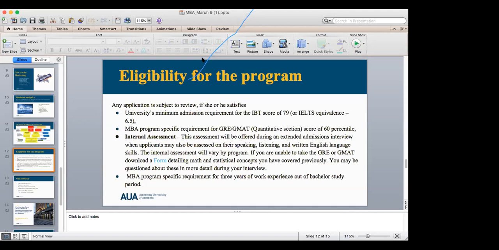Oftentimes, we receive inquiries from candidates saying, well, I was such a great student in my undergrad that I was also doing a part-time job. Can this be counted towards the requirement? Unfortunately, this is not what we're looking for, because we're looking for full immersion in the industry.